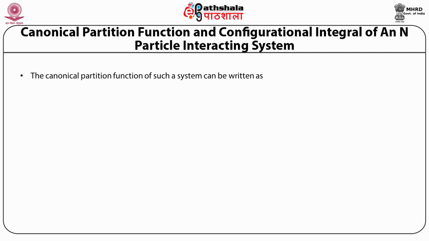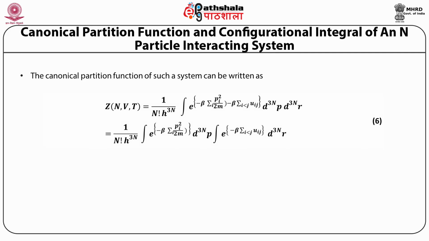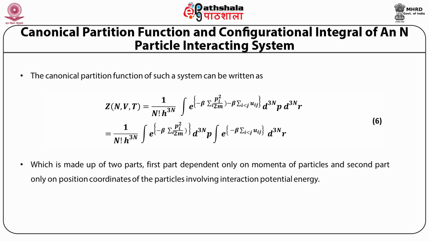The canonical partition function of such a system can be written as Z as a function of number of particles, volume V and temperature T, equal to 1 upon n factorial h raised to power 3n, integral of e raised to power minus beta summation over i of p_i squared upon 2m minus beta summation over i less than j u_ij, d^3n p d^3n r, which is equal to 1 upon n factorial h raised to power 3n, integral of e raised to power minus beta summation over i of p_i squared upon 2m d^3n p, multiplied by integral of e raised to power minus beta summation over i less than j small u_ij d^3n r, which is made up of two parts.